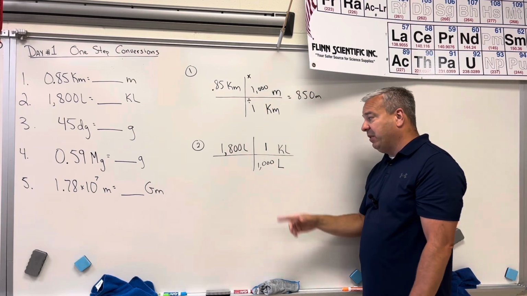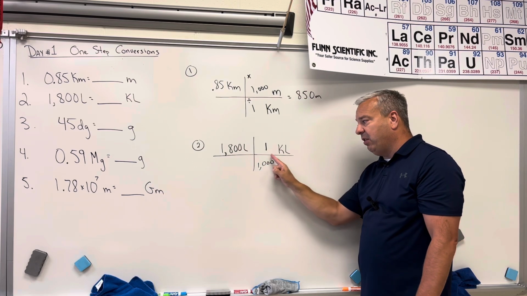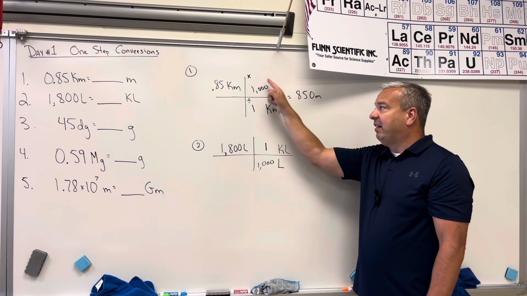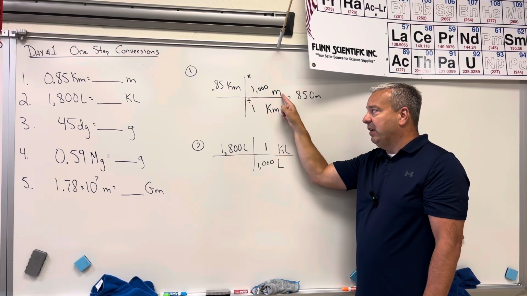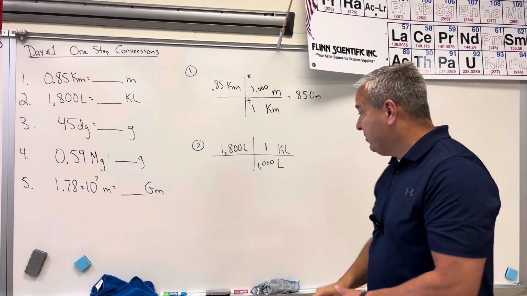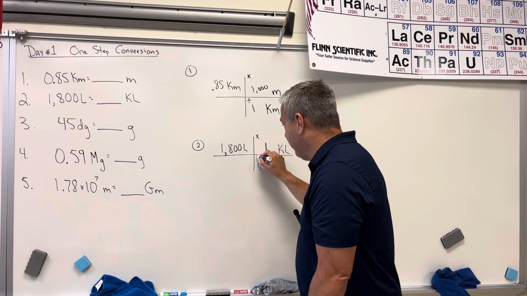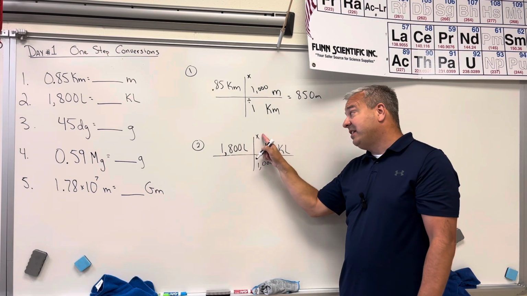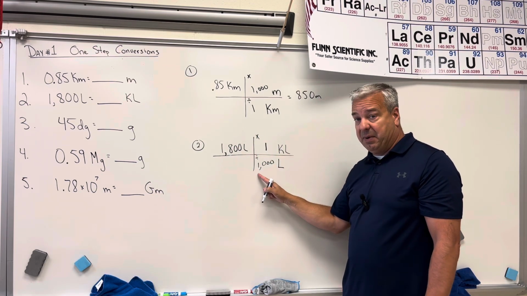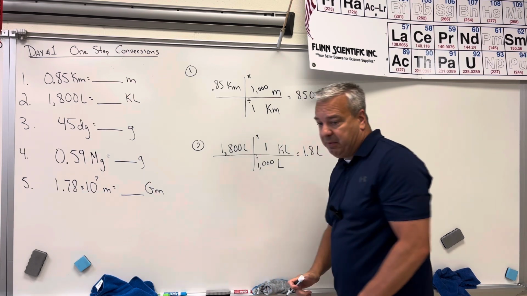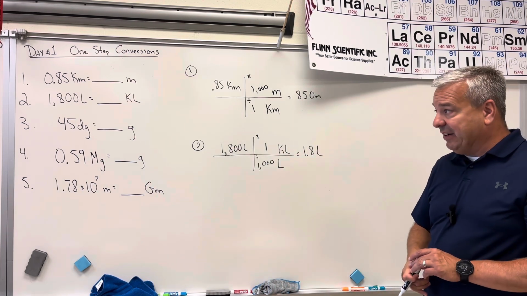So just remember, it takes a lot of the smaller units to make up one of the bigger unit, okay? So remember, we multiply on the top and we divide on the bottom. So this time it's going to be 1,800 times 1 divided by 1,000. And when you do that work, you're going to end up getting 1.8 liters, okay?